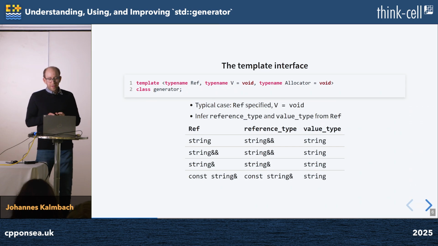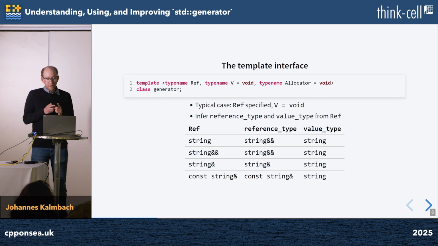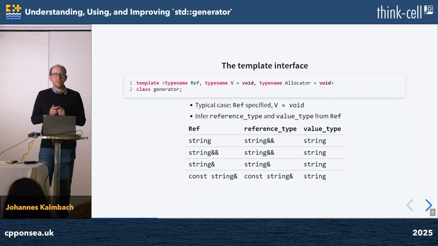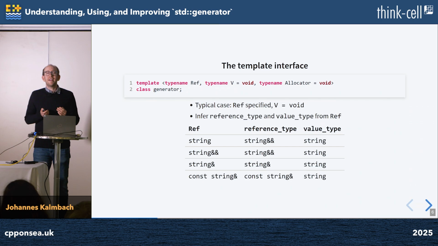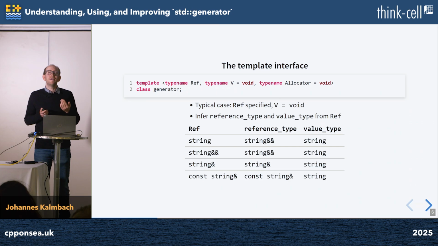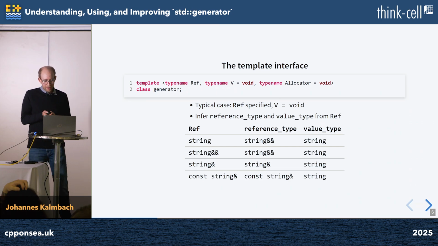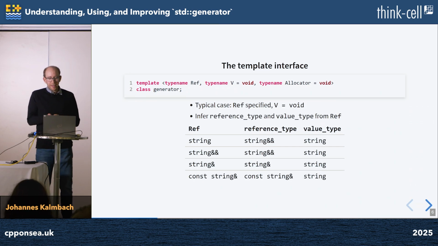A little bit interesting is the first line. If you only specify an object type there, if you say generator of size_t or generator of string, then your reference type will be an R-value reference. So you will get, implicitly, if you iterate over it, R-value references which you can then move on. We'll see an implication of this on one of the next slides. So this was the typical case.